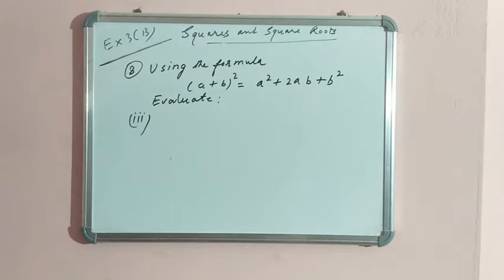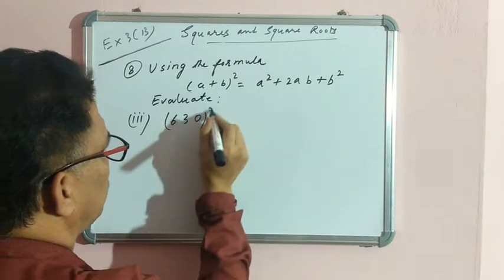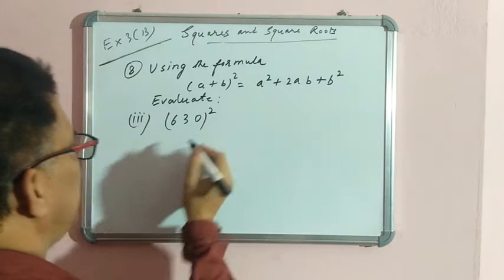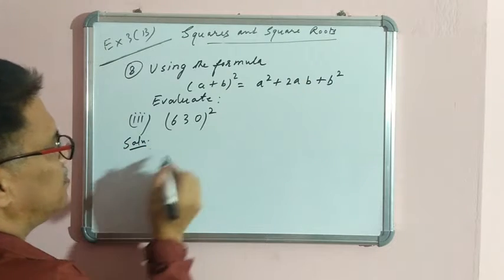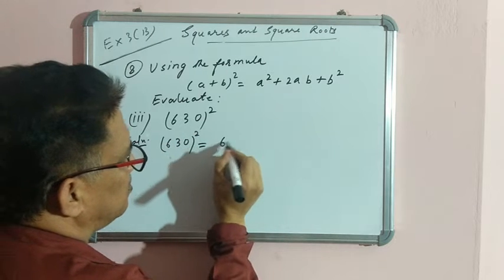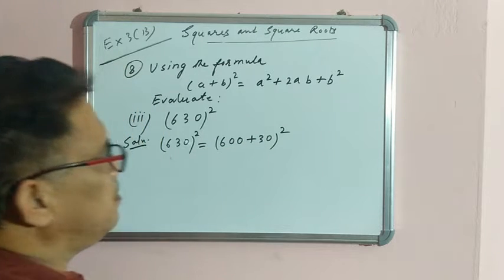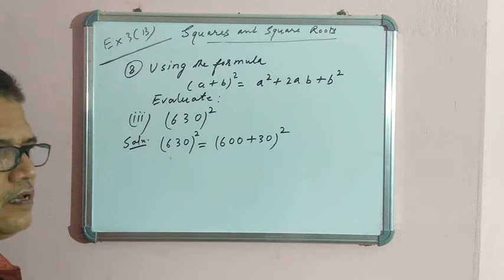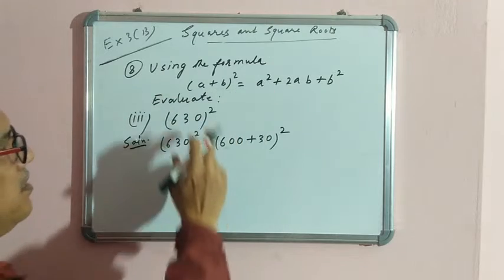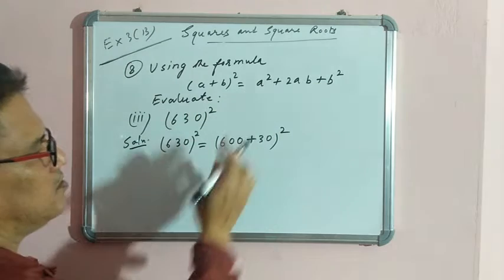Third part I am taking, that is 630 whole square we have to evaluate. Then again, 630 whole square is equal to 600 plus 30 whole square. Clear? This is a and this is b. The value of a is 600, the value of b is 30. Now we will put here a plus b whole square, this is equal to a square plus 2ab plus b square.